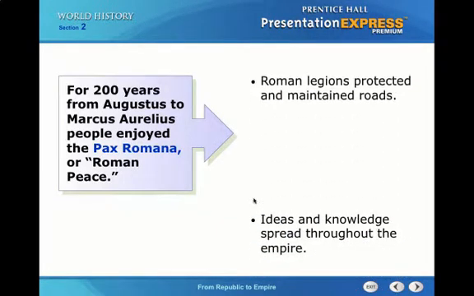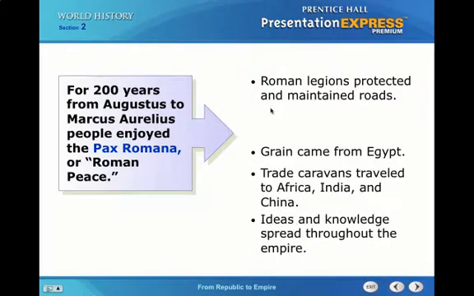And it's during this time that Roman legions protect and maintain roads. Roman fleets are chasing away pirates, grain is coming from Egypt, trade caravans travel from Africa, India, and China. Ideas and knowledge spread throughout the empire. So during this Pax Romana, trade and transportation and Roman armies freely flow. And as long as that's happening, things are pretty good in Rome.